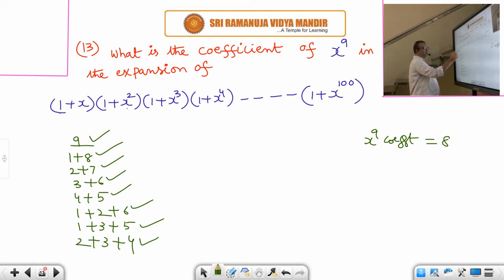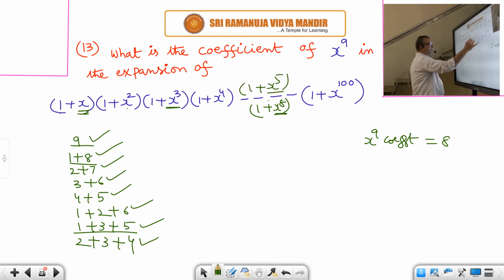So for x power 9, take x power 9 in the 9th bracket and all ones in the remaining. For 1 plus 8, x power 8 will be there somewhere, so take x power 8 there and take 1 in all the remaining brackets. Like that, 1 plus 3 plus 5 means here x, here x cube, and in the next bracket 1 plus x power 5 is there, so take 5. Here 1, here 3, here 5, remaining all 1, you will get 9. So the answer is 8.